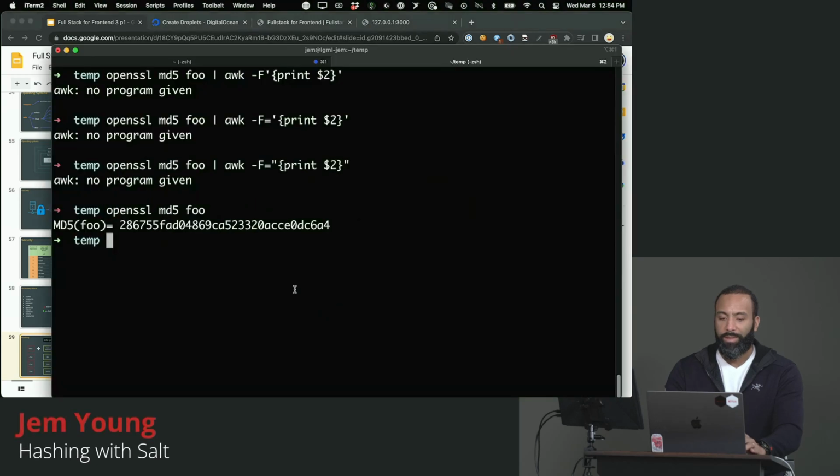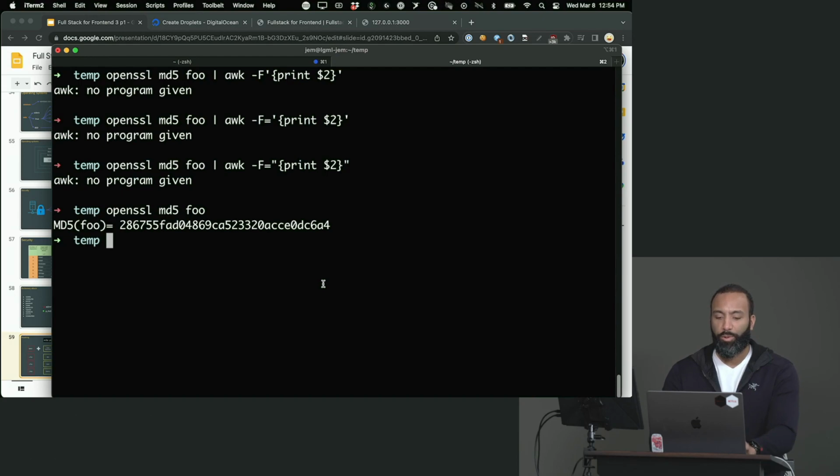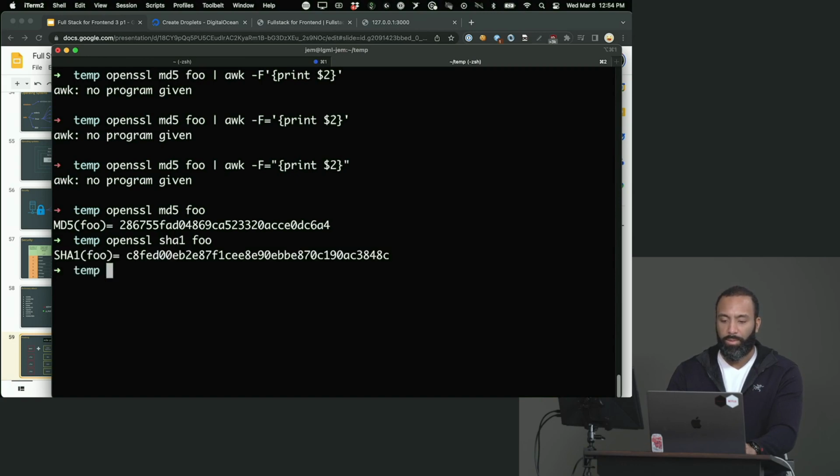So next, the next thing that came along was something called SHA-1. SHA-1 is much more rigorous, and we'll look at the difference here. So we'll say OpenSSL, we'll use SHA-1. And that's quite a bit longer. So the MD5 hash was about 33 characters or so. SHA-1 will give us 41. That's a lot more entropy when you talk about cryptographic hashing.